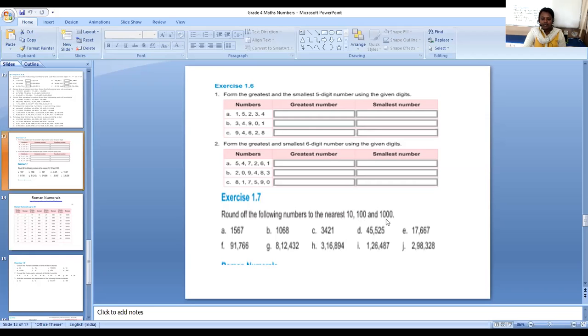On the other hand, when we have to round off to the nearest 1000, we see in the hundreds place 8, which is greater than 5. So I need to round off 6 to 7. So the number turns out to be 3,17,000.